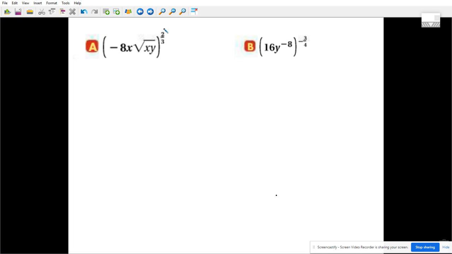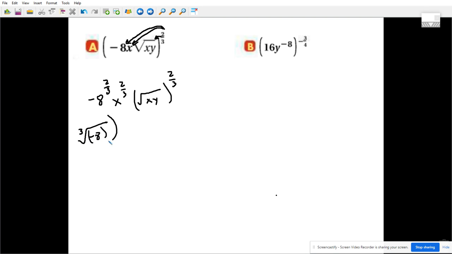Well, the first thing that I need to do is distribute. That goes to this, that goes to this, that goes to this. Okay, so I've got -8 to the 2/3 power. I've got x to the 2/3 power, and I have the square root of xy all raised to the 2/3 power. Well, again, what does that mean? I can rewrite this. This is the cube root of -8, right, squared. This is the cube root of x squared. So that took care of this and this term.